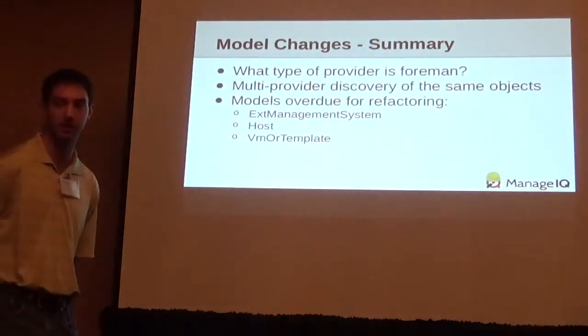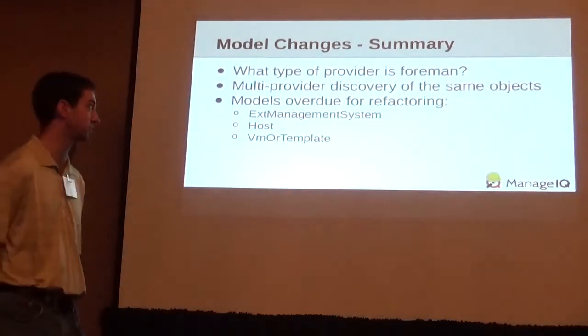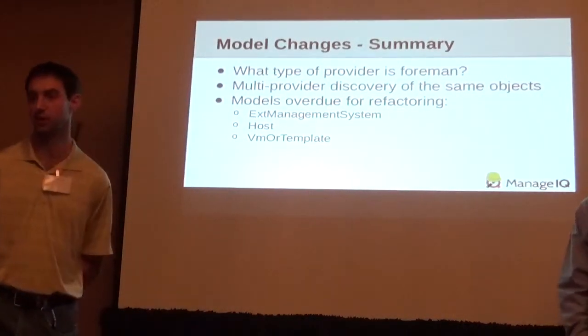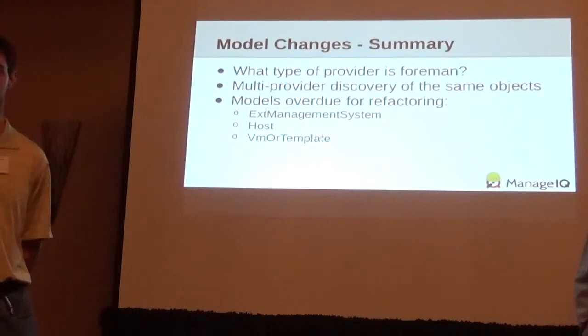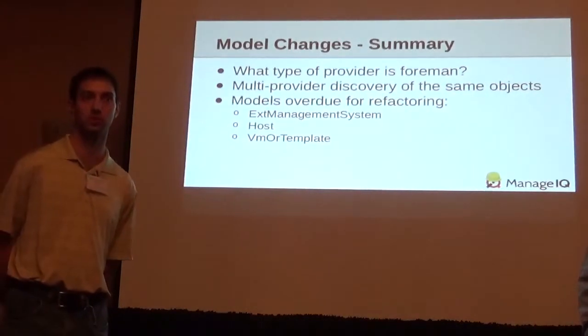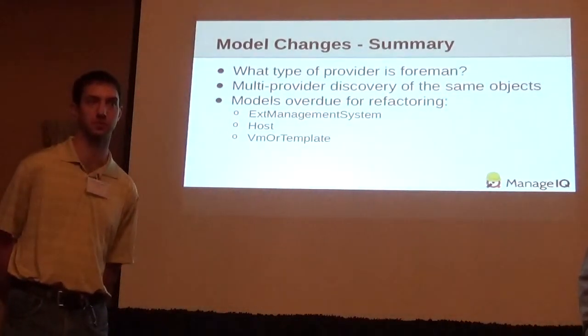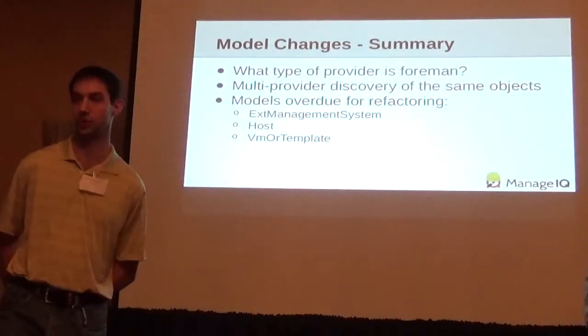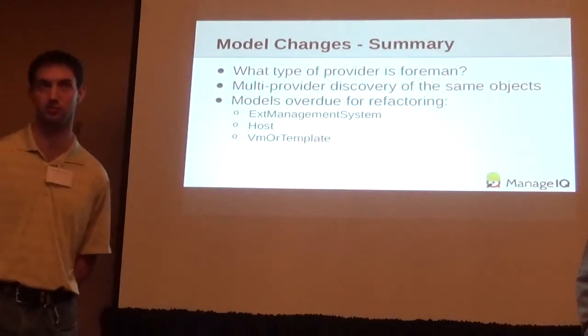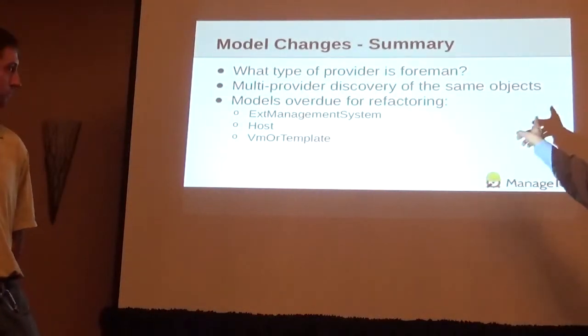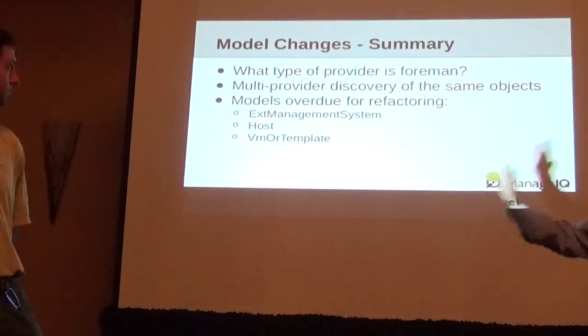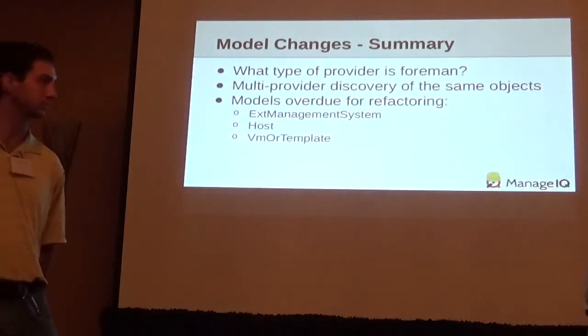Models overdue for refactoring, ExtManagementSystem was one of them that came up. Host and VMware template came up because Foreman calls everything a host, whether it's physical or virtual, and we have those separated into two different models right now. Who discovers the system first, and if Foreman then has no system, we don't know who you're talking about.